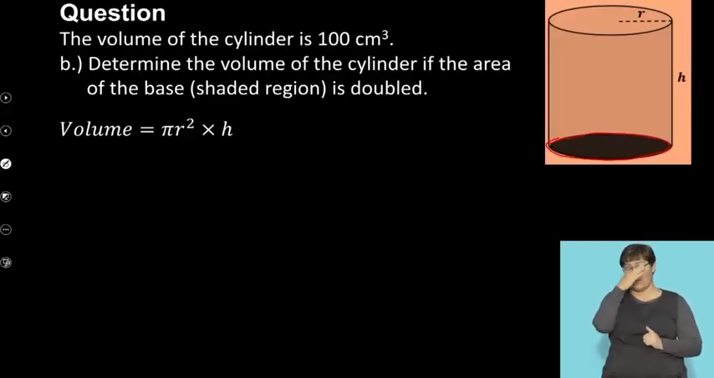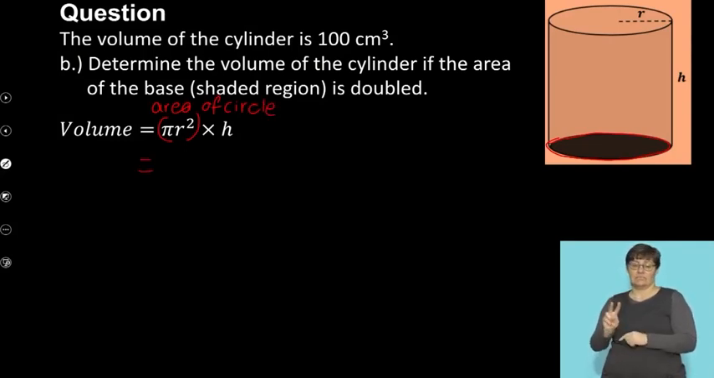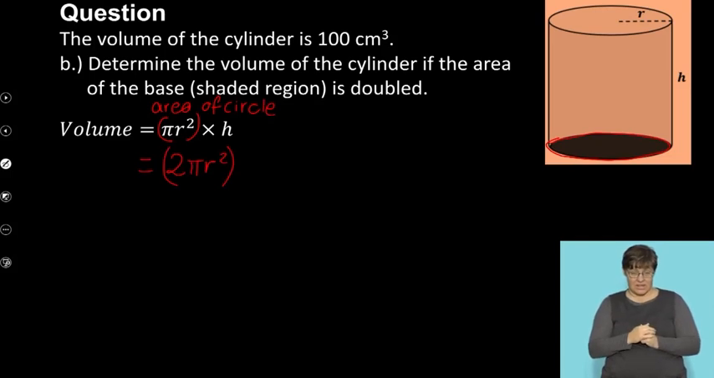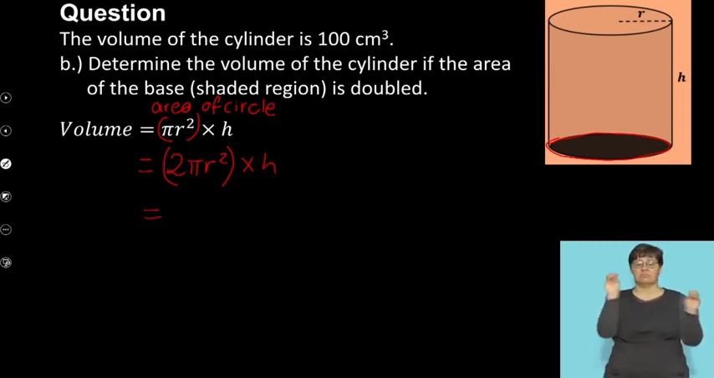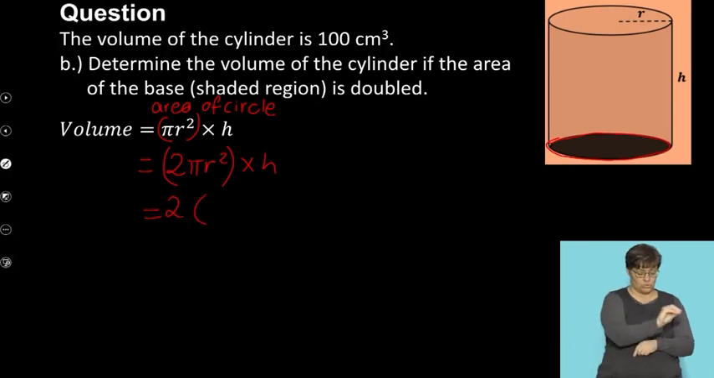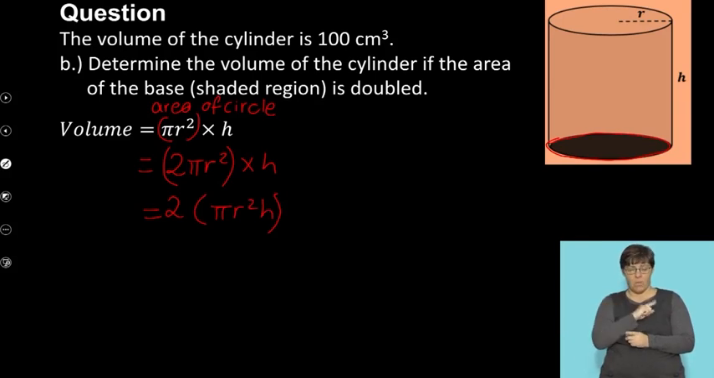So we know that the base is the area of a circle. And the base itself is what has been multiplied by 2. So we're going to have 2 times pi r squared, and this is going to be multiplied by the height. But again, what I'm going to do, which is similar to A, is I am going to rearrange it and take a 2 out at the front and leave pi r squared h in my brackets. I'm allowed to rearrange because it's multiplication, so the order doesn't matter.